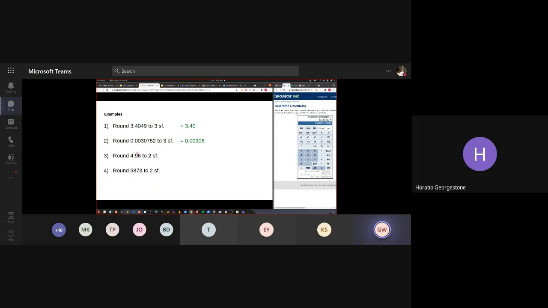So we have to make the 9 into a 0, and then we add 1 to the previous digit. So that becomes 5.0. Now we have to write 5.0. We can't just write 5.